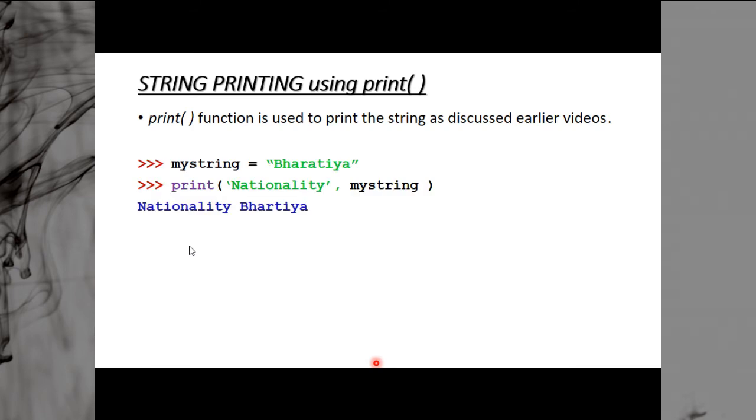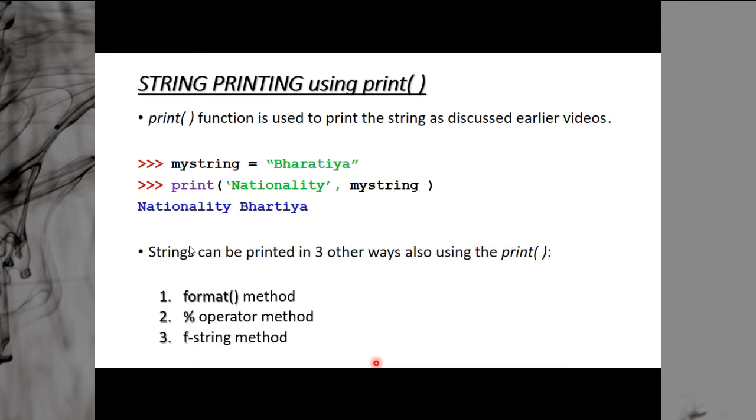Like here, my string is equal to Bharti, print nationality comma my string. So nationality is a literal, it will be printed as it is. Then the separator, the default separator is a blank space, so a blank space will be printed, and after this the content of my string, Bharti, will be printed. So this is how you can use the print statement to print one string or multiple strings or whatever you want.